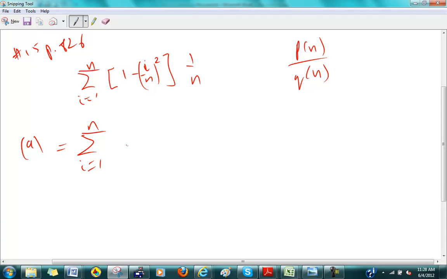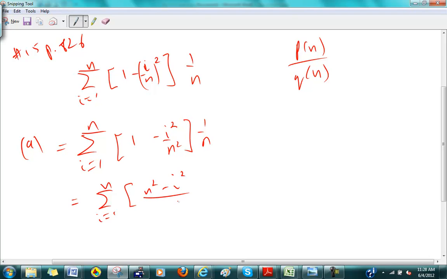Okay, so this guy then becomes 1 minus i squared over n squared, times 1 over n. You guys follow my handwriting there? You guys got that? So then this becomes the sum from i equals 1 to n of n squared minus i squared over n cubed. Okay, so that's part A.